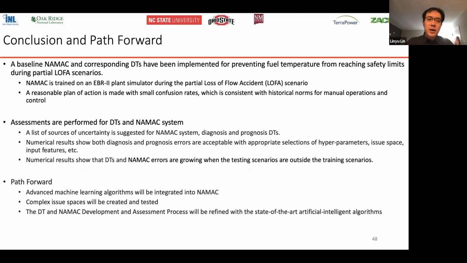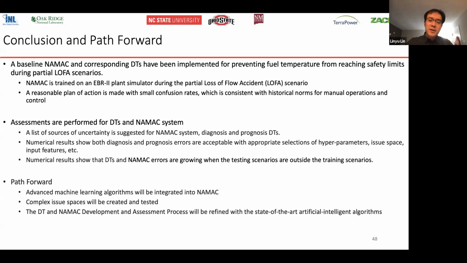So the conclusion of this project is that we have implemented a NAMAC and the corresponding digital twins. And the goal is to prevent the fuel temperature from reaching the safety limit during a partial loss of flow accident. To be more specific, we're training a NAMAC system on an EBR-II plant simulator during the loss of flow accident. And NAMAC is able to make reasonable recommendations that are consistent with historical norms and manual operations.